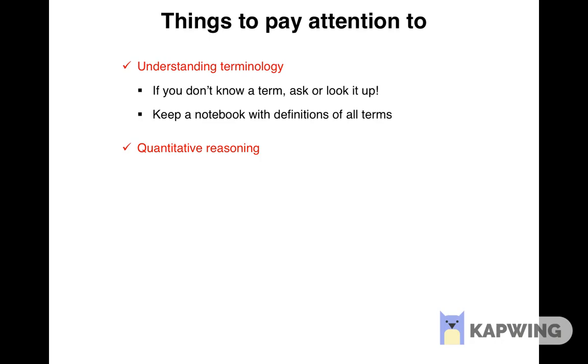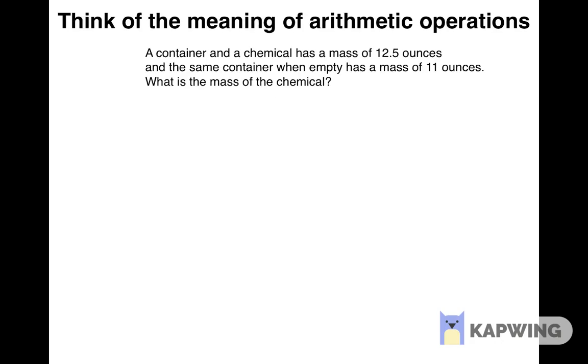Chemicals are usually weighed in containers. Assume that you have found that a container with a chemical has a mass of 12.5 ounces, and the same container, when empty, has a mass of 11 ounces. What is the mass of the chemical then? Pause the video and try to figure it out.